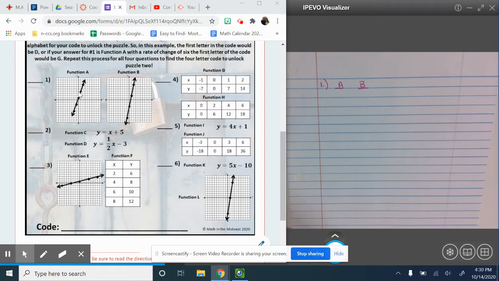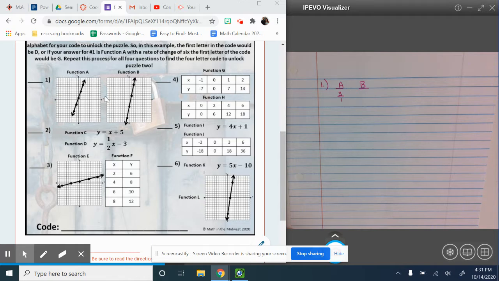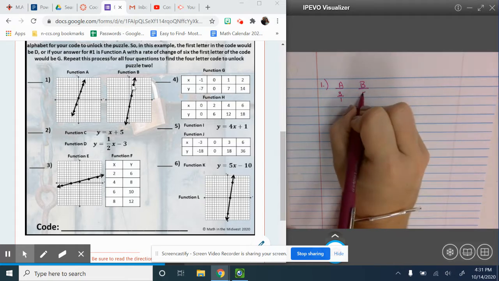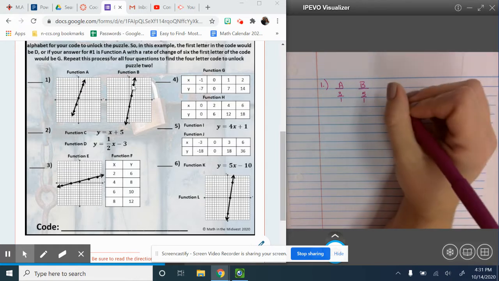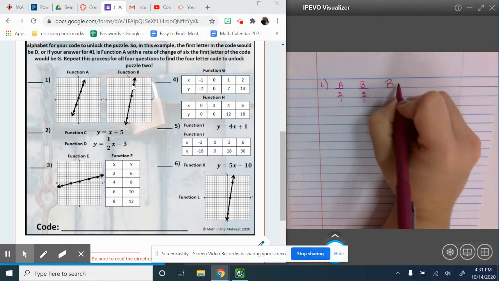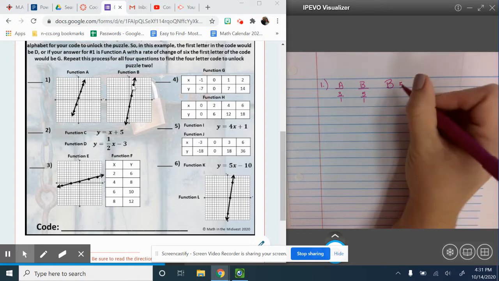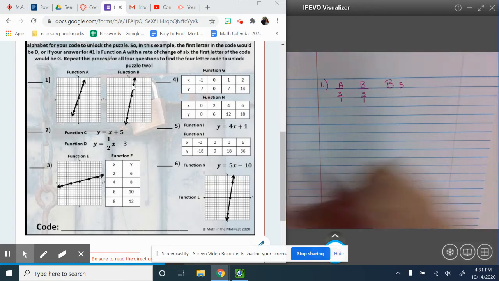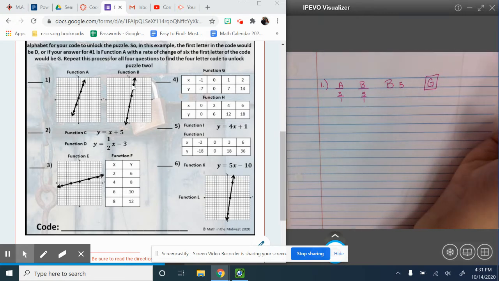We're going to count up 1, 2, 3, and to the right 1. For B, we're going to count up 1, 2, 3, 4, 5, and to the right 1, so it's 5 over 1. So what we have to decide is which one had the greater rate of change. Well, that was B, and its rate of change was 5. So to get the letter for our clue, we need to go 5 letters past B in the alphabet, which would lead us to G.